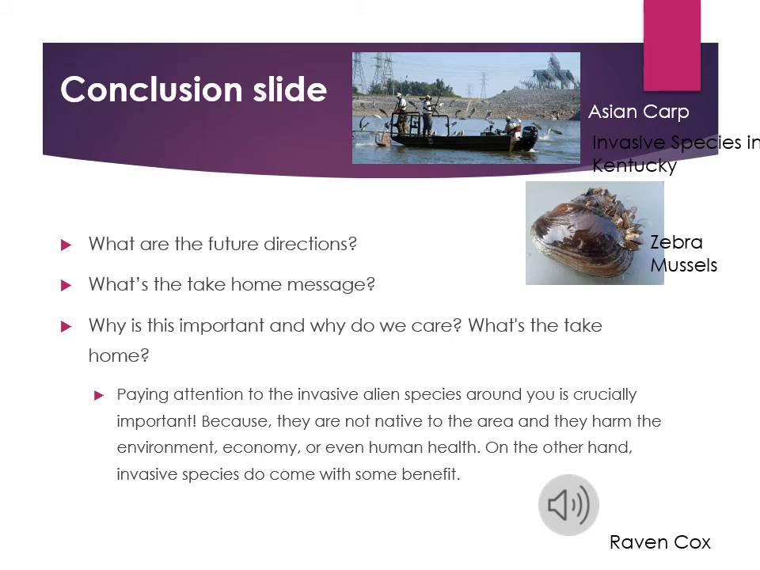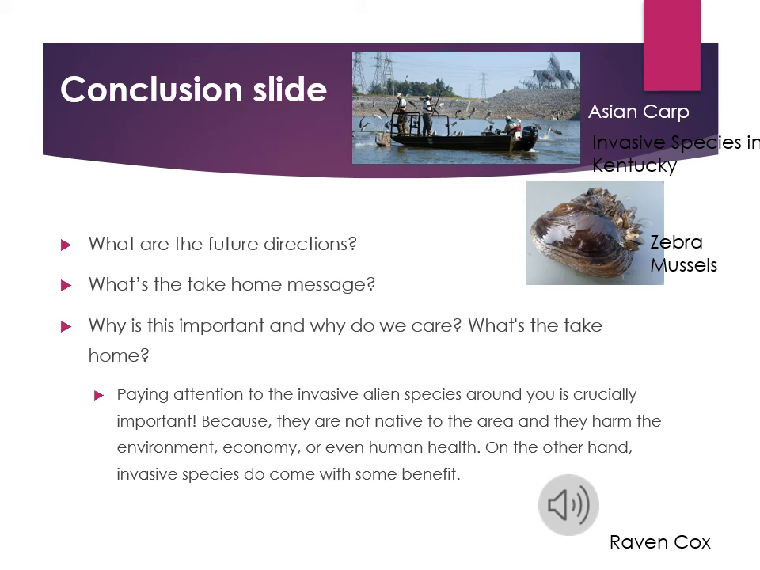Alright, just to wrap things up and conclude, first, I just want to show you a couple pictures of some invasive species that are found in Kentucky, like the Asian carp and the zebra mussels. It's important to recognize and be able to notify someone if you do see them around you. And why is it important, and why do we care? What's the take-home message from all of this?